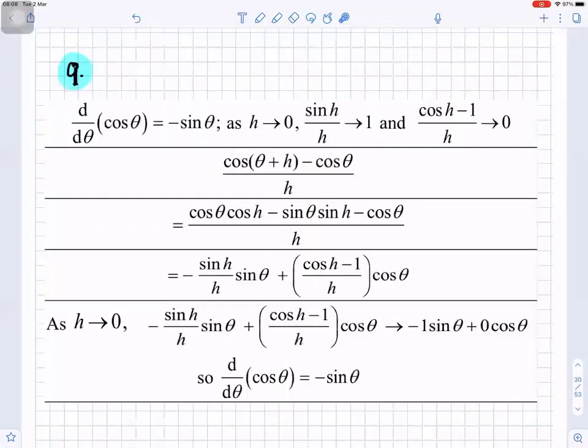So that's question 9, written neatly. Cos theta plus h minus cos theta, you change it to that, then you factorize that out, separate them, and it's all written neatly. So when you differentiate cos theta, you get minus sine theta.